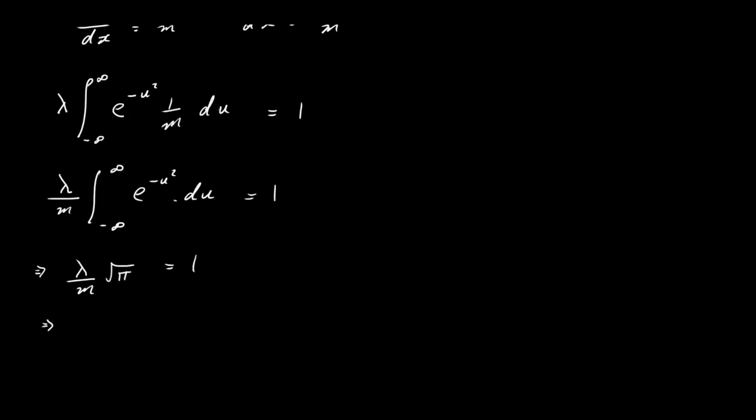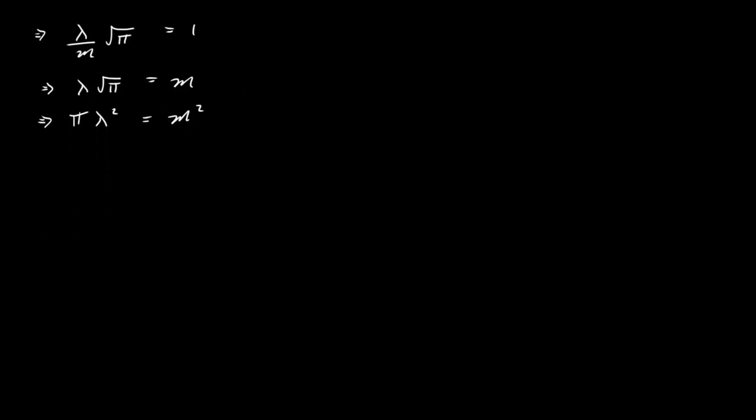So if I just mess around with that a little bit, I get lambda times the square root of pi is equal to m, and then just square both sides. I'll end up with pi times lambda squared is equal to m squared. Okay, so what does that give us then? That gives us our final function f of x is equal to lambda times e to the power of minus pi lambda squared x squared. Remember, we had a minus m squared there. So this is our function.